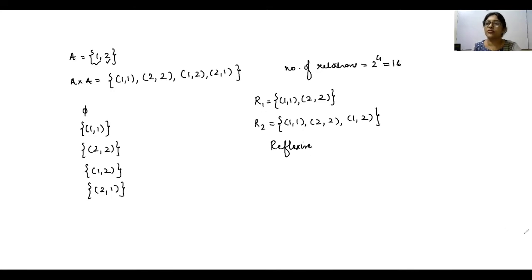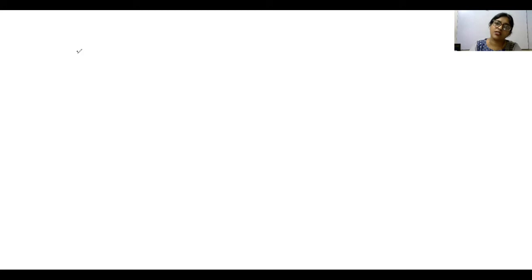So talking about reflexive relations, if I have a set A which is {1, 2, 3}, then any subset of A cross A which has (1, 1), (2, 2) and (3, 3) is reflexive. You may have more elements than this, or you may have only this many elements. This is a reflexive relation.